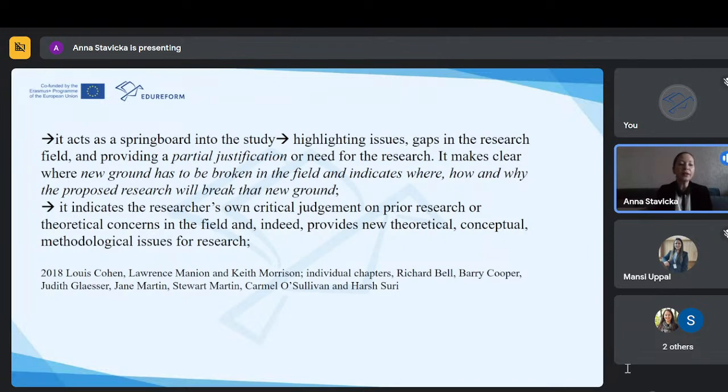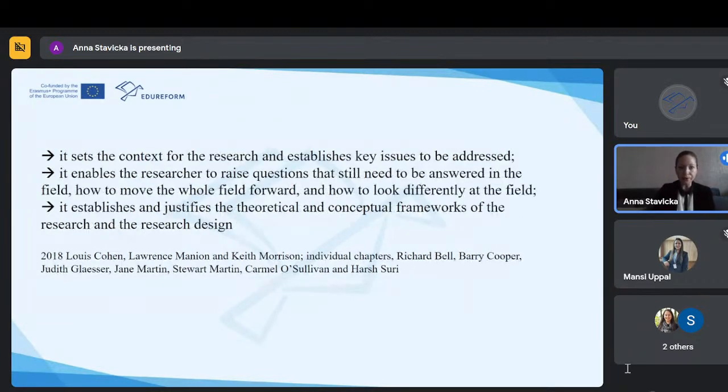Literature review also indicates the researcher's own critical judgment on prior research or theoretical concerns in the field, and indeed provides new theoretical, conceptual, methodological issues for research. So, literature review also sets the context for the research and establishes key issues to be addressed. We cannot deal without doing literature review in this case.